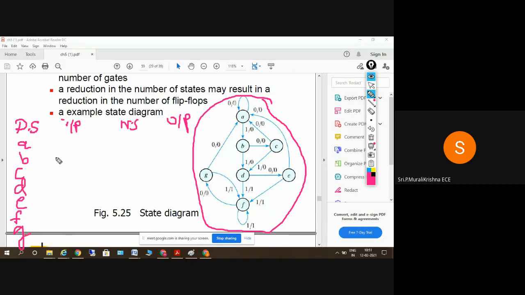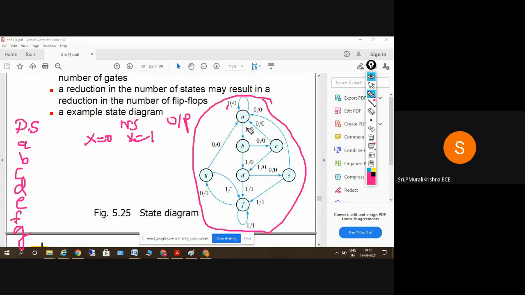When these values are given, the inputs are taken like this. The input is x only, so I'll write x is equal to 0 and x is equal to 1. Next states I'll take based on the inputs, when input x is equal to 0 and x is equal to 1. For example, for A here, when the input is x, the next state is A only.